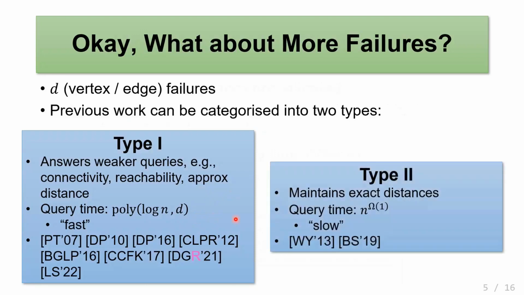The second type is when you insist on maintaining exact distances. In this case, previous work can only achieve query time polynomial in n, which is considered slow. So in this sense, exact distances seem to be much harder than approximate distances. But in this work, let's focus on exact distances.